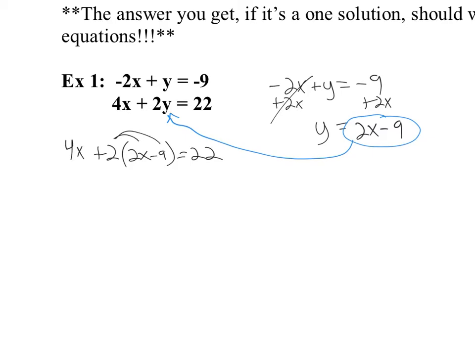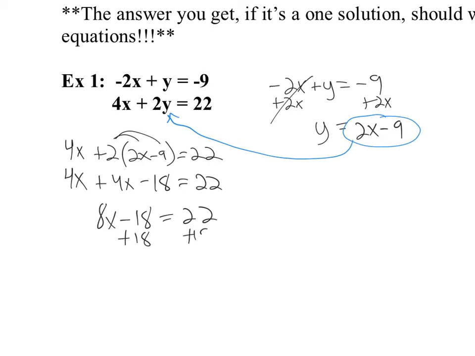So now this is an equation that allows us to solve for x. To do that, we're going to distribute this 2. So we still have the 4x out front. 2 times 2x is 4x. 2 times negative 9 ends up being a negative 18. Now combining your like terms on the left side, these 4x plus 4x give us 8x. We got 8x minus 18 equals 22. Adding the 18 to both sides, we get 8x is equal to 22 plus 18 is 40. And then to divide by your coefficient, here we find the value of x to equal 5.